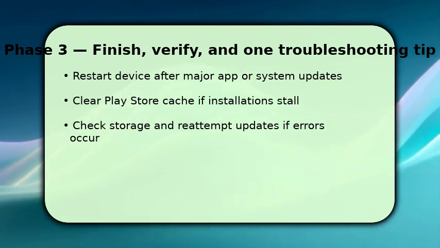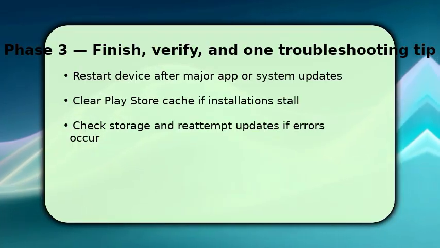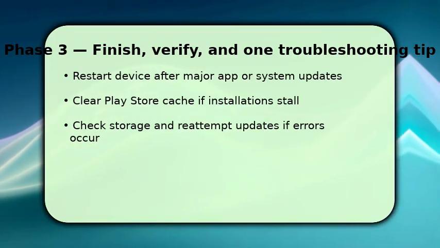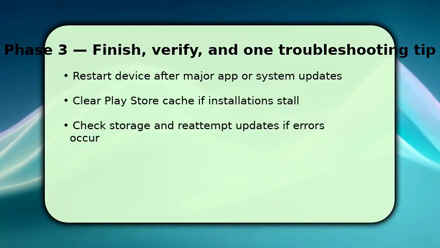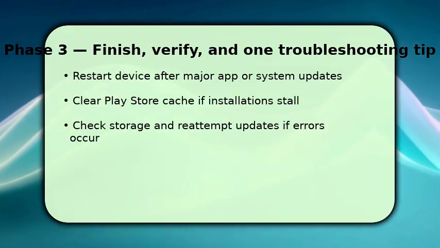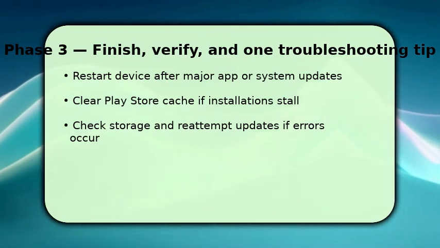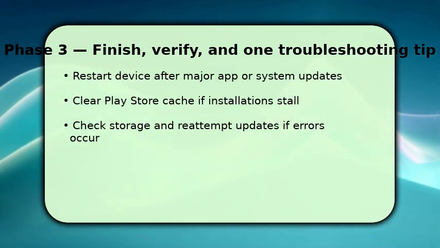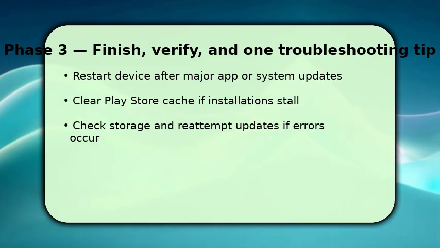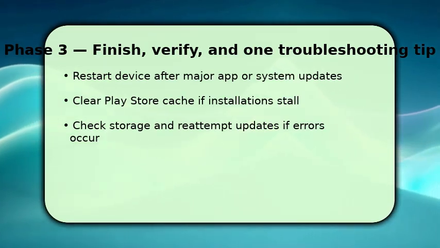If an install stalls or fails, go to Settings, Apps, Google Play Store and clear cache, then retry. That resolves most corruption or sync errors. Make sure you have enough free storage, because insufficient space causes failures. If problems persist, remove and re-add your Google account or update Android system components.